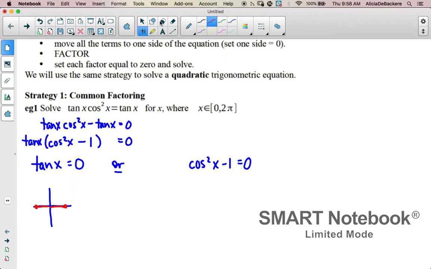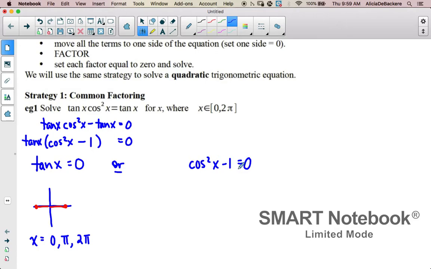So there's two possible answers here for me. Sorry, actually 3, because I'm including the starting point of 0, but I'm also including the ending point of 2 pi. Those square brackets tell me to include them. So that tells me that x is either 0 or pi, or circling right back around, it could also be 2 pi. So that's the first side.